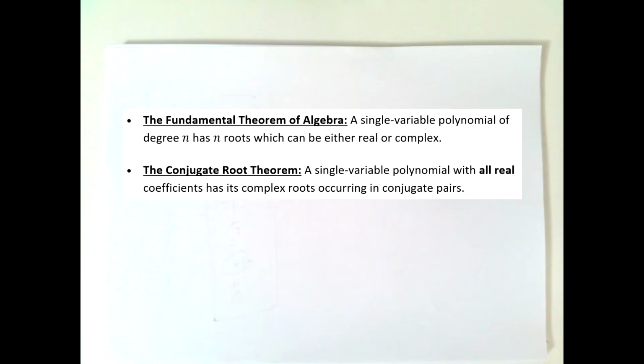For part B, where we need to solve the polynomial, we know from the conjugate root theorem that the complex roots will always occur in conjugate pairs for any polynomial with all real coefficients. In this case, 1, minus 2, 14, minus 18, and 45 are all real coefficients. So if z minus 3i is a factor, so is z plus 3i.